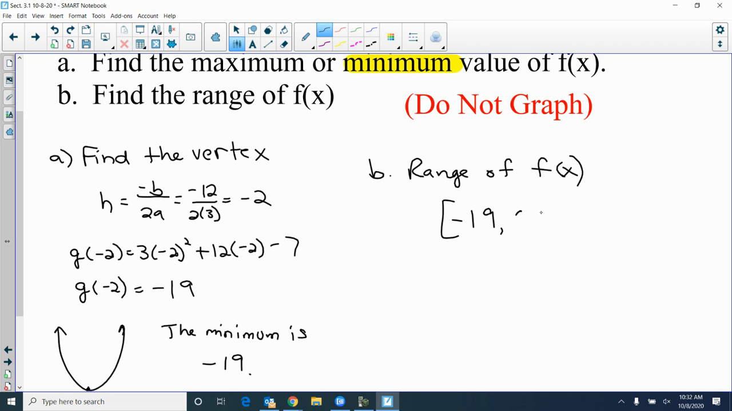Now let's make sure we understand. You really shouldn't have to do any work from here. We found the vertex, right? We know it opens up. So what y values does it have to hit? The lowest y value is negative 19, and it's going to hit everything up above. That's how you can find the range from the vertex. You shouldn't have to do any additional work. You shouldn't even have to graph it. Once you know that figure, you're okay.